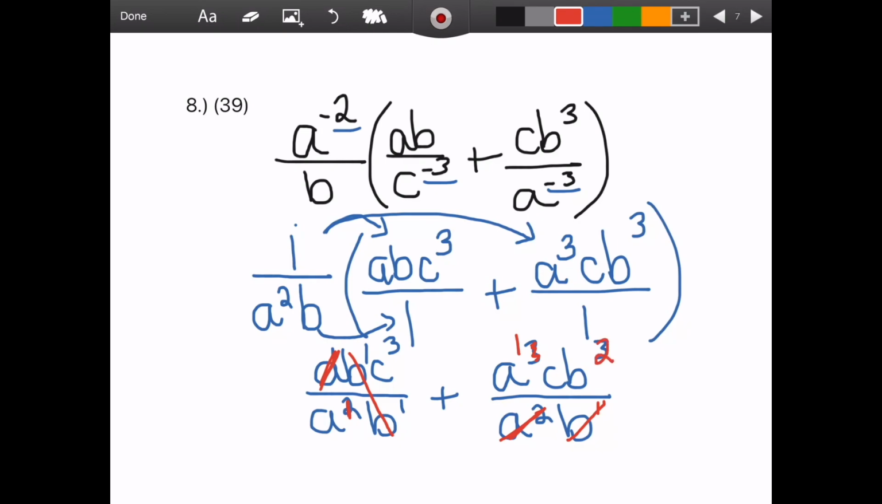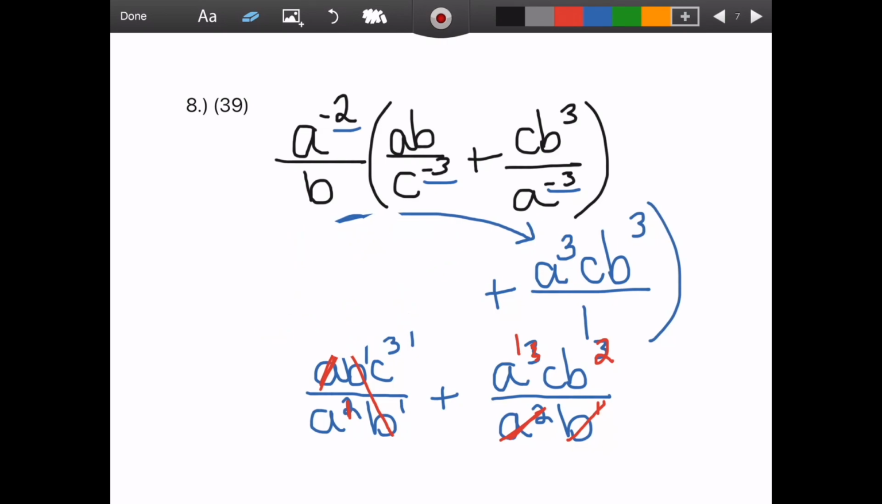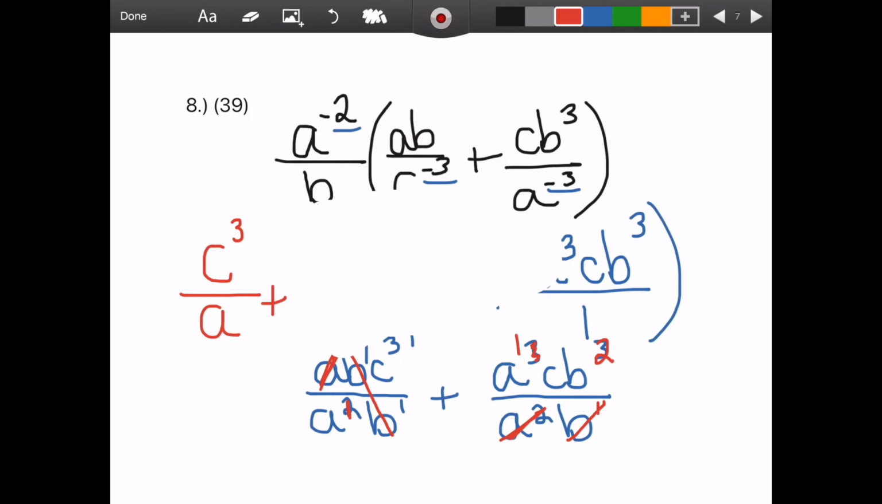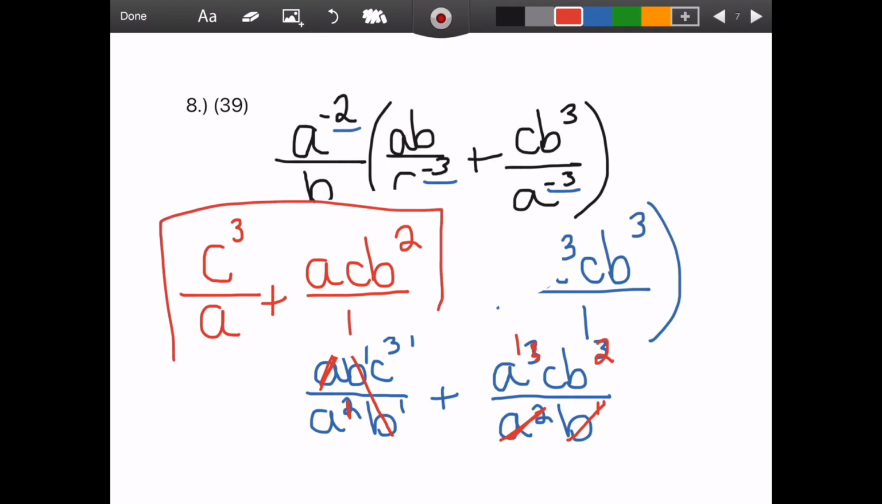So if I want to rewrite this answer, let me erase some of this so I can rewrite my answer. We have c^3 over a, plus a c b squared, all over, well, there's nothing, so I'll just put a 1. And there's your final answer. Nothing more can be simplified.